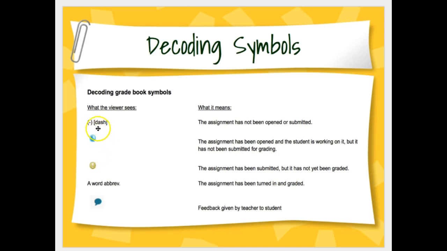The next symbol that you're going to see is the blue progress bubble. This means the assignment has been opened and the student is working on it, but it has not yet been submitted for grading. And you will also see the dashed line. That means the assignment has not been opened or submitted. So your teacher is able to tell if you have opened an assignment or not. If you have any questions about the My Grades portion, please don't hesitate to reach out to me at any time.